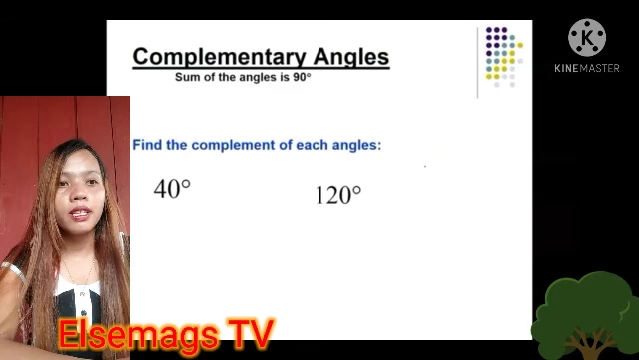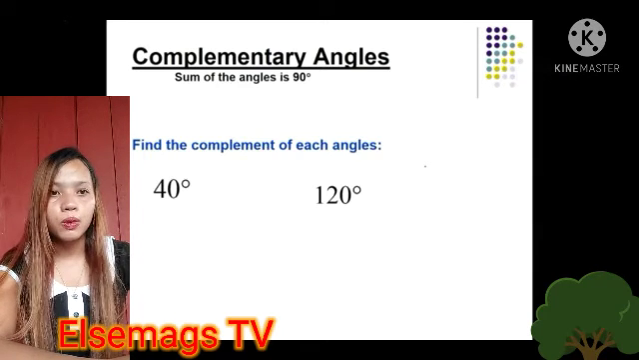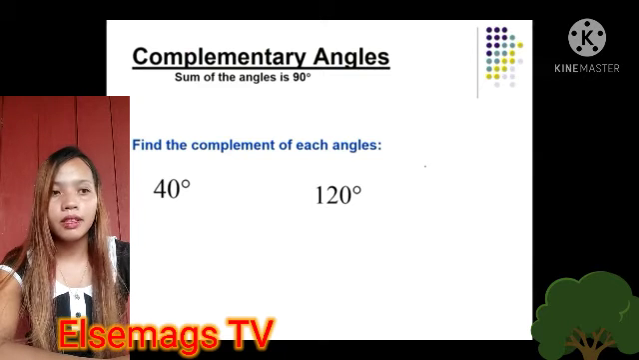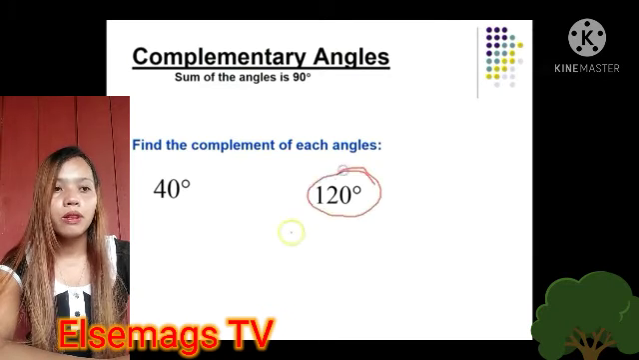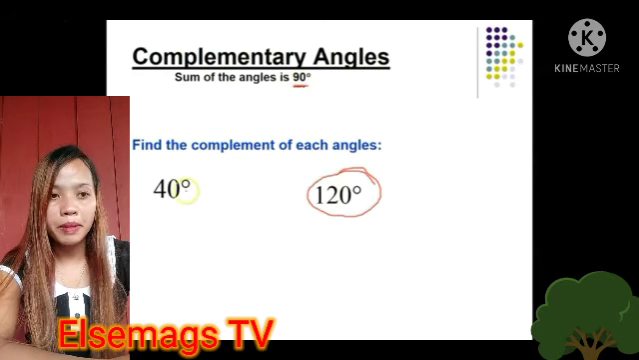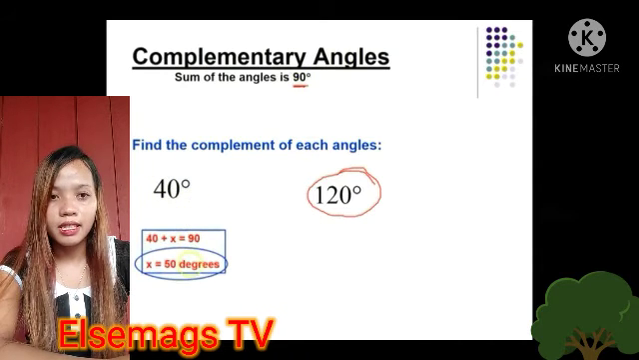So now, what are complementary angles? Complementary angles are two angles that, when added, equal 90 degrees. So find the complement of each angle. For 40 degrees, we subtract from 90 degrees, therefore we get 50 degrees. This other one doesn't have a complementary angle. Why? Because it's more than 90 degrees.